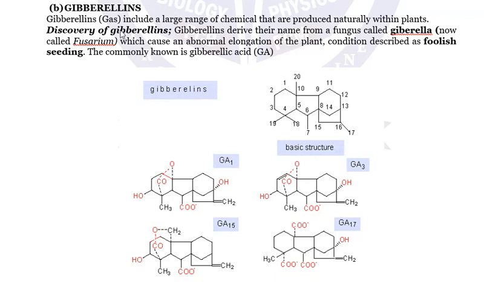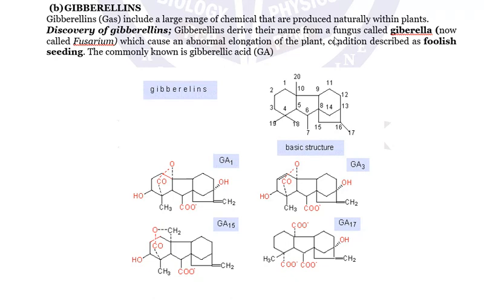Now, by introduction, gibberellins, or in short we can call them GAs, include a large range of chemicals that are produced naturally within plants. And as I told you in the previous session, auxin is a group of chemicals. Auxin is not only a single chemical. So even gibberellins also are a group of chemicals. It's not a single chemical.